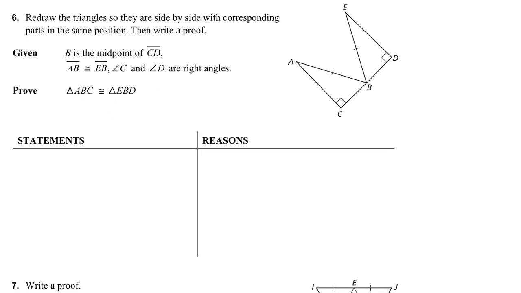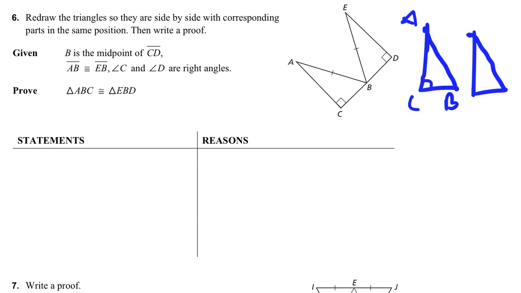It first says redraw the triangles so they're side by side with corresponding parts in the same position. All that means is, could I draw both of these like this, corresponding parts in the same position. So I'm going to have A, C, B. There's my right angle. And then I'm going to have E, D, B. There's my right angle. And I'm also going to mark down that EB is congruent to AB.